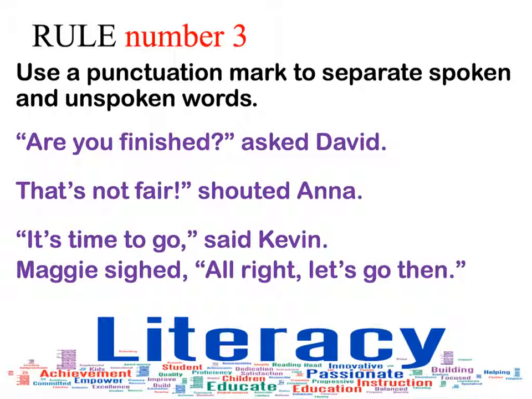We need to separate the direct speech from the rest of the sentence, either by using a question mark, an exclamation mark, or, most commonly, a comma. In all 3 of these examples, the punctuation goes inside the speech marks. If, however, the speech verb comes before the direct speech, the comma should come before the opening speech mark.